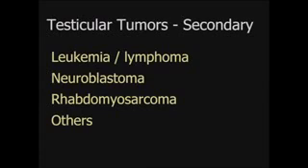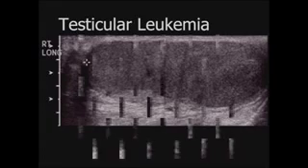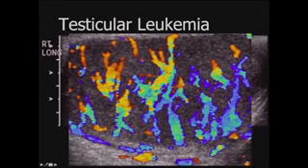Secondary tumors are not very common in kids. Most all of them are leukemia and lymphoma, lesser frequency of neuroblastoma and rhabdomyosarcoma. Testicular leukemia can present as either an enlarged testis, diffusely enlarged and sort of mixed heterogeneity, echogenicity, or you can have little focal areas, typically of hypoechogenicity. And these testes are almost always very, very hyperemic.